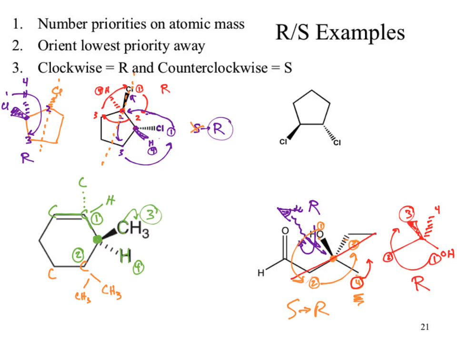Now my assignment of 1 and 2 actually inverts. Okay? The orange one is a higher priority than the green one. Why? The green one's connected to 2 carbons and a hydrogen. The orange one's 3 carbons. Bottom one takes priority. Okay? So we can't just make a blanket statement that less hybridized is more priority.